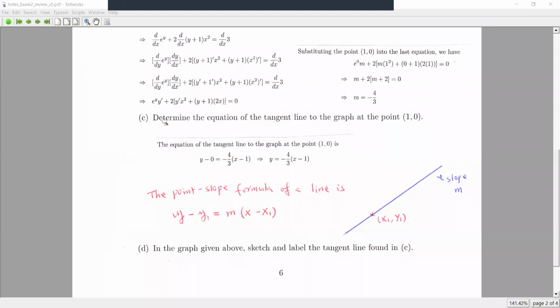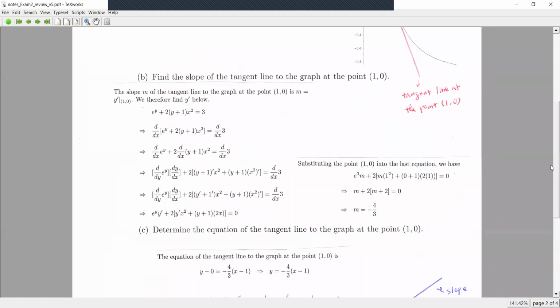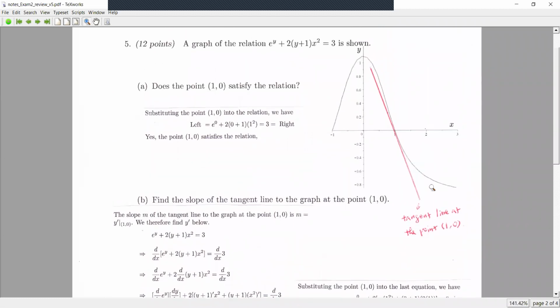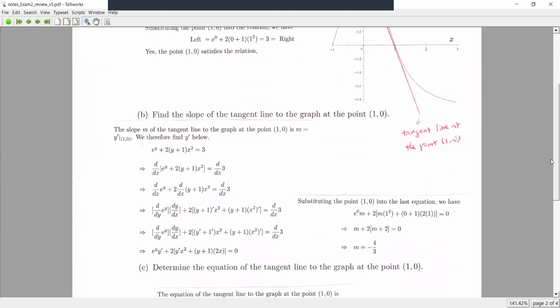Part C. Determine the equation of the tangent line to the graph at point (1, 0). That is, we need to write down the equation of this tangent line. About this tangent line, now we have its slope, negative 4/3. And also we have one point on the tangent line. The point is (1, 0). By the point slope formula, we can write down the equation of this tangent line.